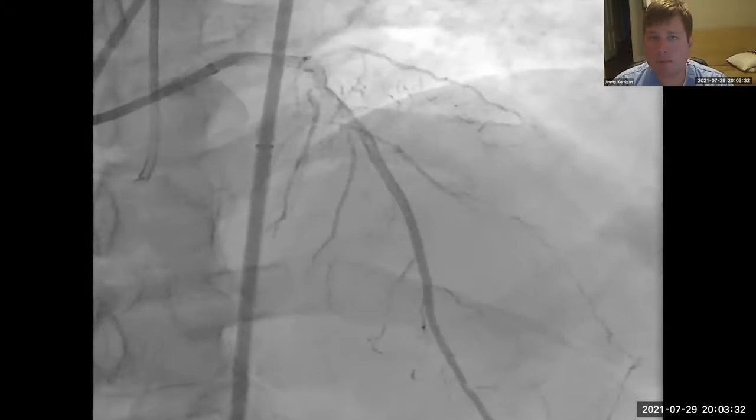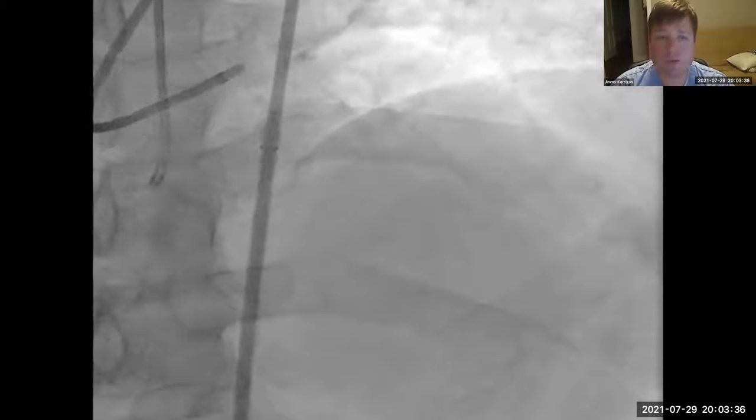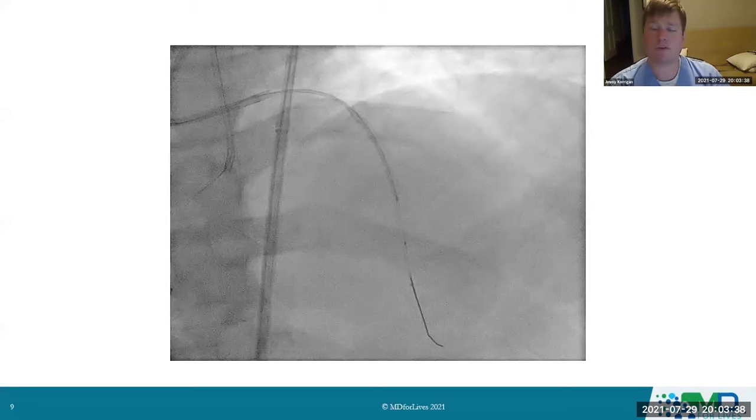So the cap, or the start of the diagonal CTO, was ambiguous. So in that situation, generally speaking, we perform intravascular ultrasound to figure out where exactly that starts, so that when we begin putting our equipment in our sharp wires, we don't pick the wrong spot and cause a complication.